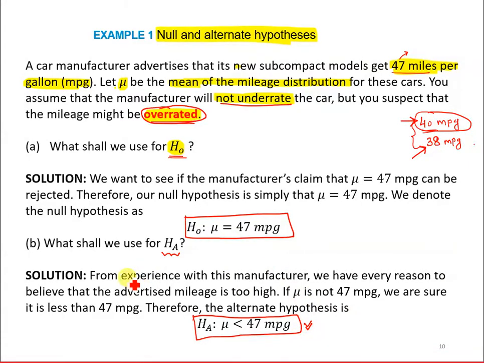Because how are we arriving at this alternative hypothesis? From experience, we believe that the advertised mileage is too high. We are not sure how much it will actually be, but we know that if he is claiming it to be 47, definitely it's going to be less than 47.